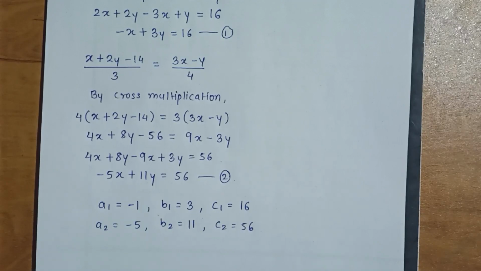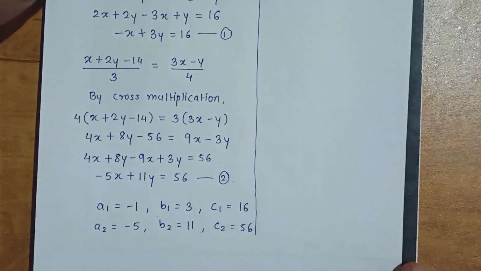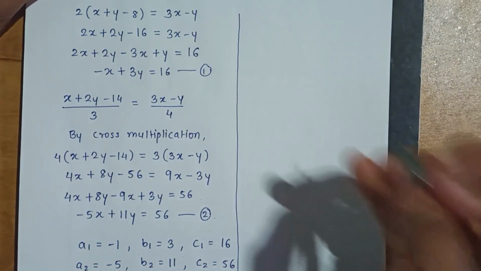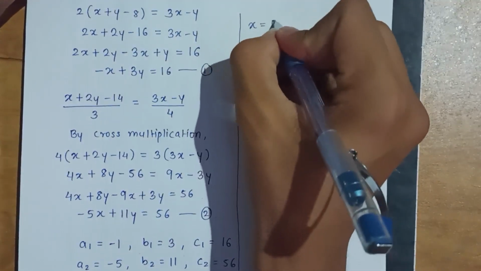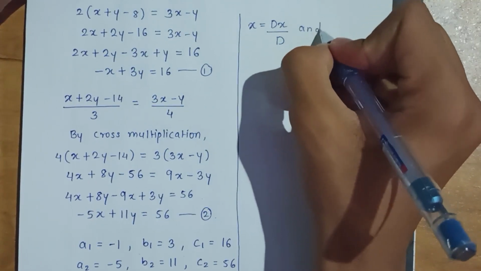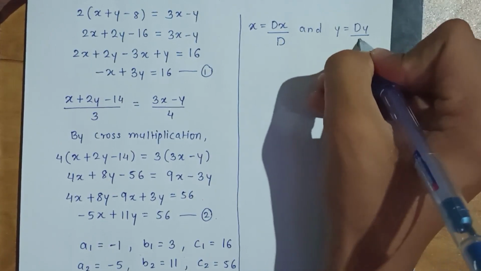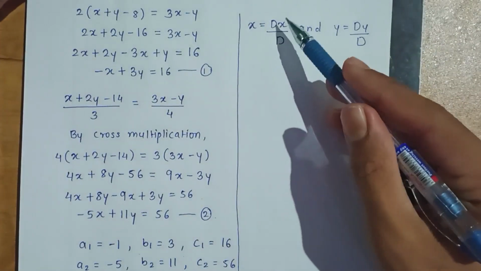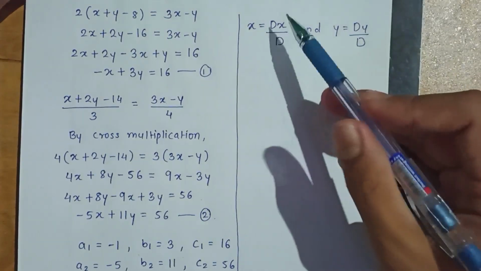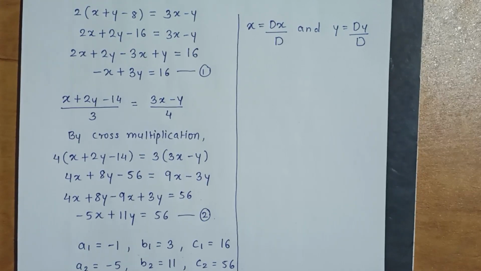Now we know the formula. I will solve just here so that we will get all the values. The formula to find x is dx by d, and to find the value of y is dy by d. We don't know the values of d, dx and dy, so we will first solve for d, dx and dy. For this I will take a new page.